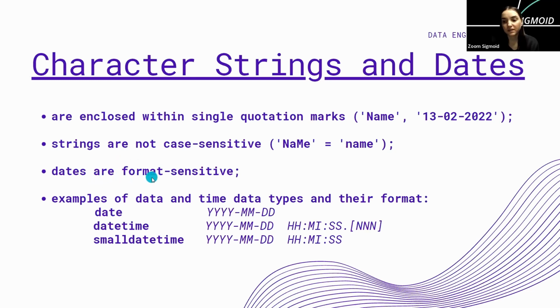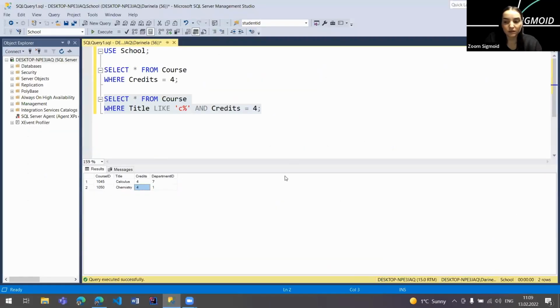Dates instead are format sensitive. This means that dates respect a specific format. There are some examples of date and time and their format, let's say datetime, smalldatetime. So we will go back and write some examples for a better understanding. So let's write select all from person first, to remember how our table looks like.